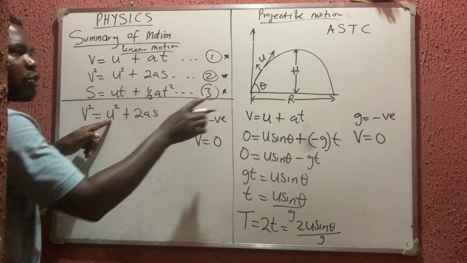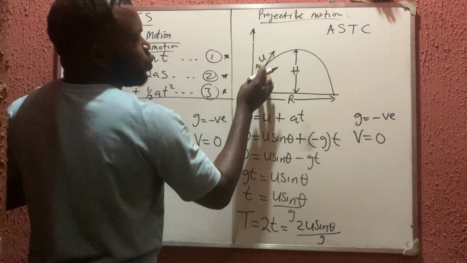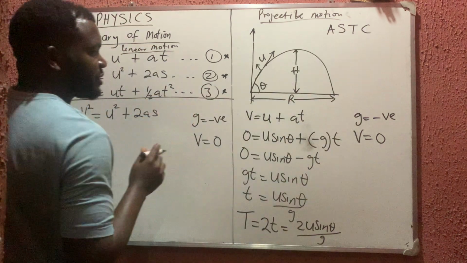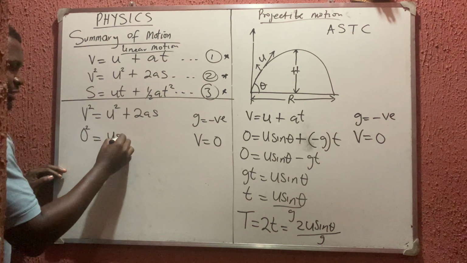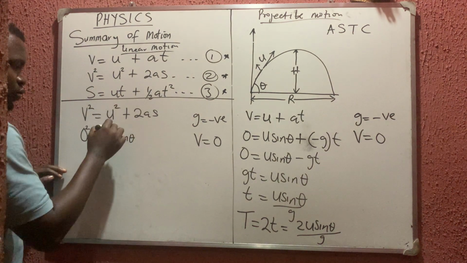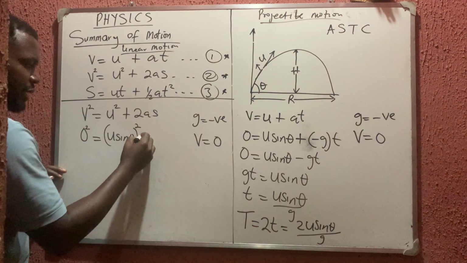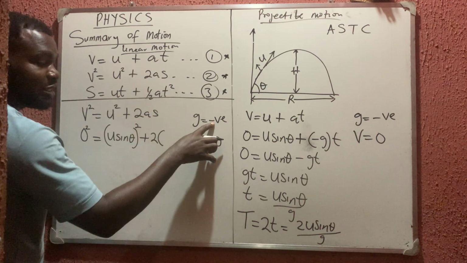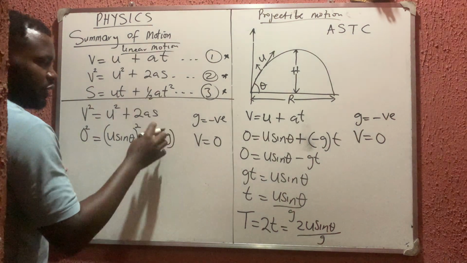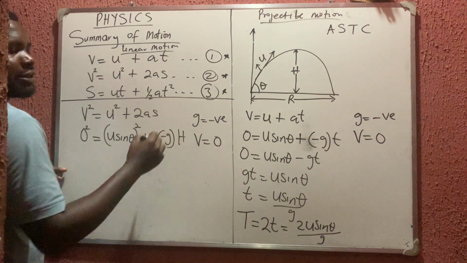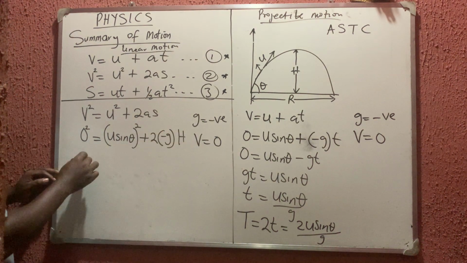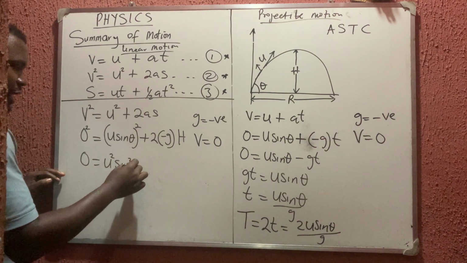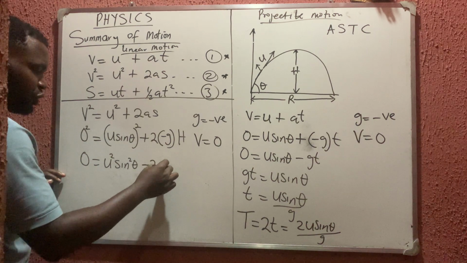We are resolving our u vertically, and vertically means we are taking it away from this angle. And if you are taking it away from the angle, we are going to use sine. So I'm going to say u sine theta, and don't forget it has squared, all squared, plus 2 into your acceleration, which will turn to negative gravity, then your s will turn to your height. So I'm going to have 0 is equal to u squared sine squared theta minus 2gh.